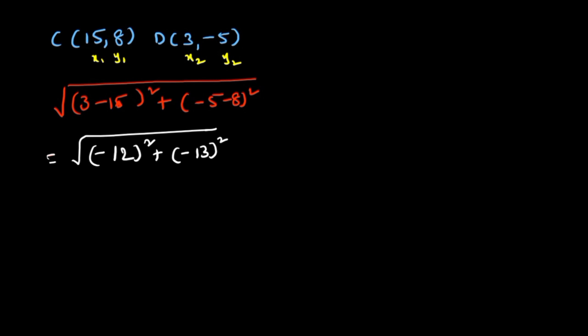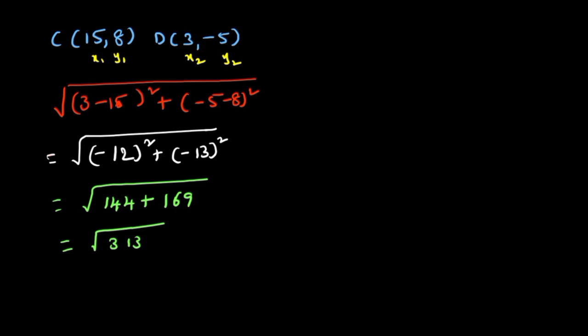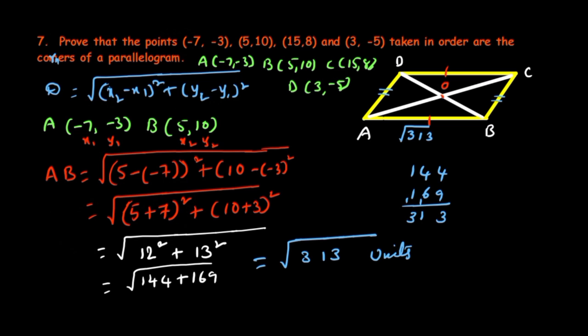That equals, in the next step, 12 square is 144 plus 13 square is 169. By adding both we get root of 313 units. So here it's very clear. We proved AB. Okay. So once we check the previous, here AB is root of 313 and its opposite side CD also we got root of 313. So AB equal to CD we proved here.